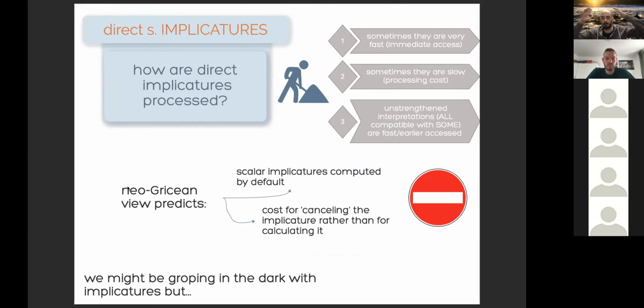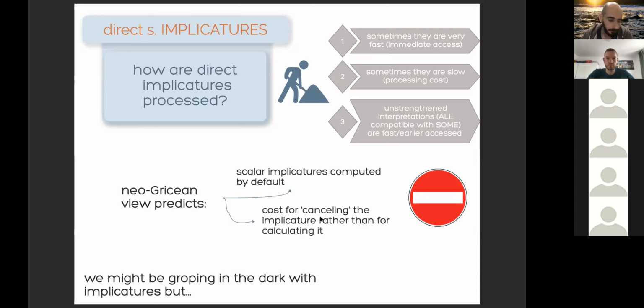There are a lot of hypotheses and alternative theories, but if there is one thing that seems clear from the literature, it is that the prediction of the Neo-Griceans was wrong. It is not true that we compute implicatures by default, and it is not true that there is a cost for canceling the implicature. If there is a cost, it's for deriving the implicature. When we do not derive the implicature, we are fine. When we do derive the implicature, we have an additional cost.